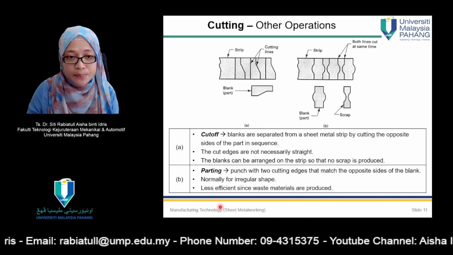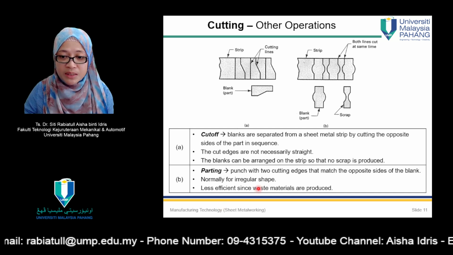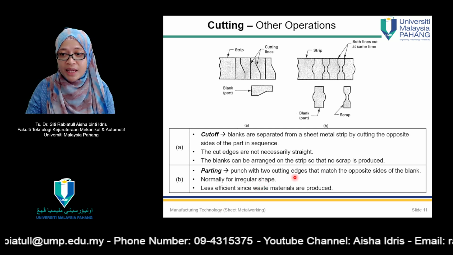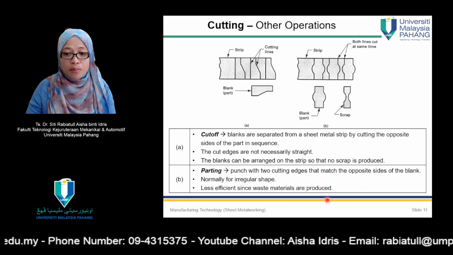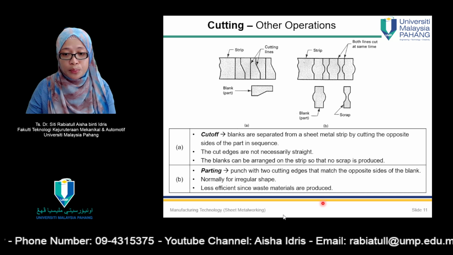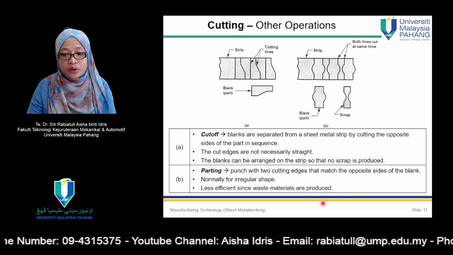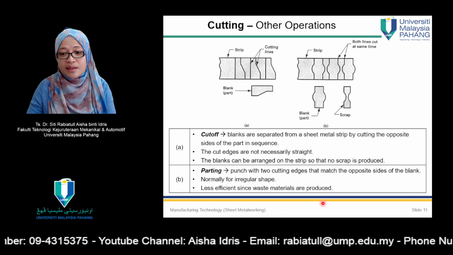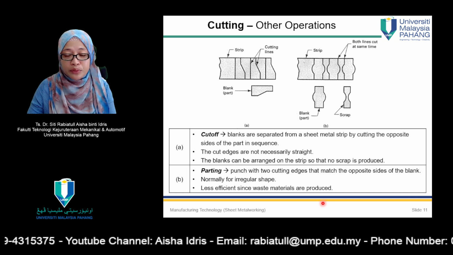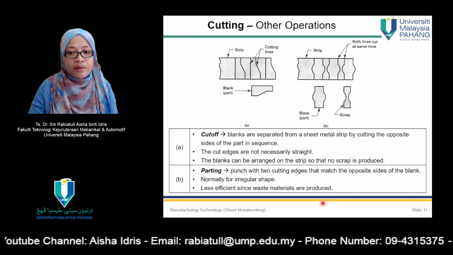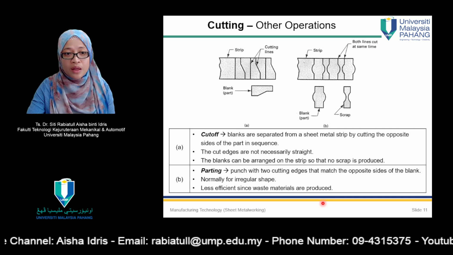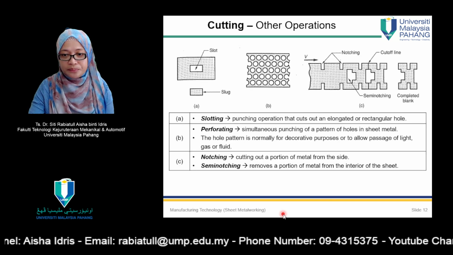And number two is parting. Parting means a punch with two cutting edges that match the opposite sides of the blank. Normally, this one is used to produce a regular shape and is less efficient since waste materials are produced. The waste materials are higher as compared to other types of cutting operations.